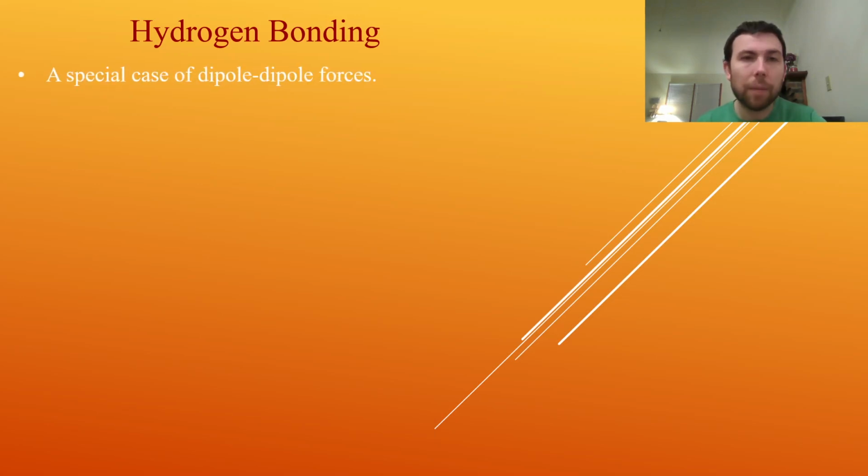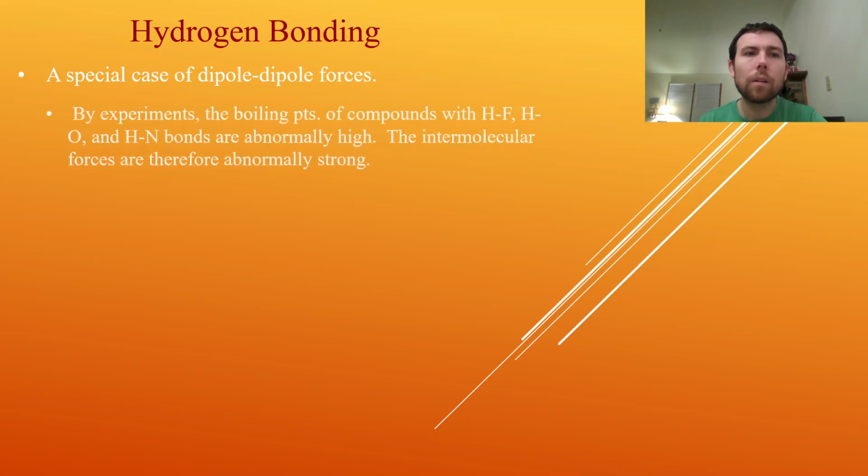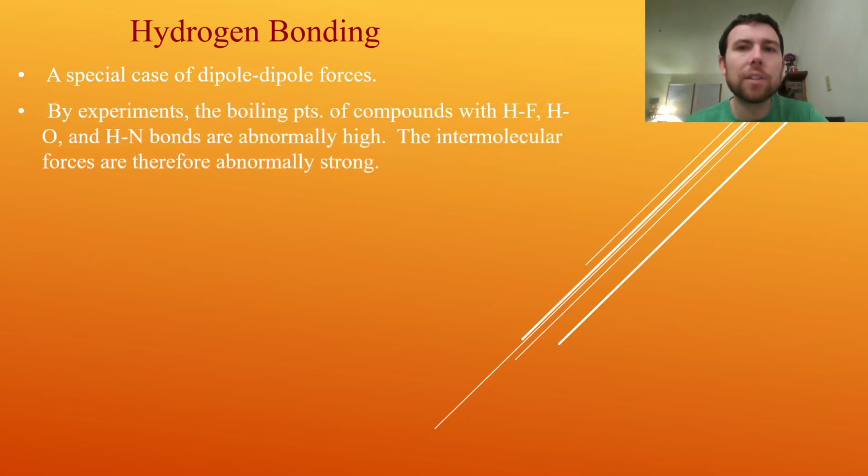Now, it's a special case of dipole-dipole forces. And the reason why it's special is because it only is found in specific types of molecules. And those are molecules that contain HF bonds, HO bonds, or HN bonds. And so what we've determined experimentally, when you look at the boiling points of compounds that have these types of bonds in them, is that their boiling points tend to be abnormally high for what we would anticipate. And so what chemists were able to deduce is that the intermolecular forces within these molecules that have these types of bonds are abnormally strong.